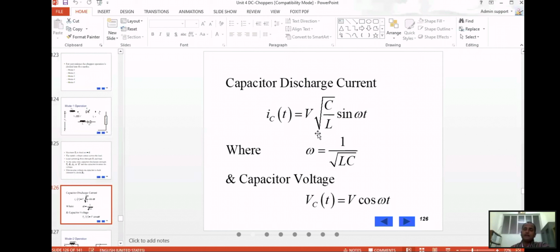So IC will be V root of C by L sine omega t. We know that omega is 1 by root LC. This is a common formula. So we can find the capacitor discharge current IC as V root of C by L sine omega t, where omega is 1 by root LC. The capacitor voltage will be V cos omega t. This is mode 1, when the thyristor T1 is conducting.